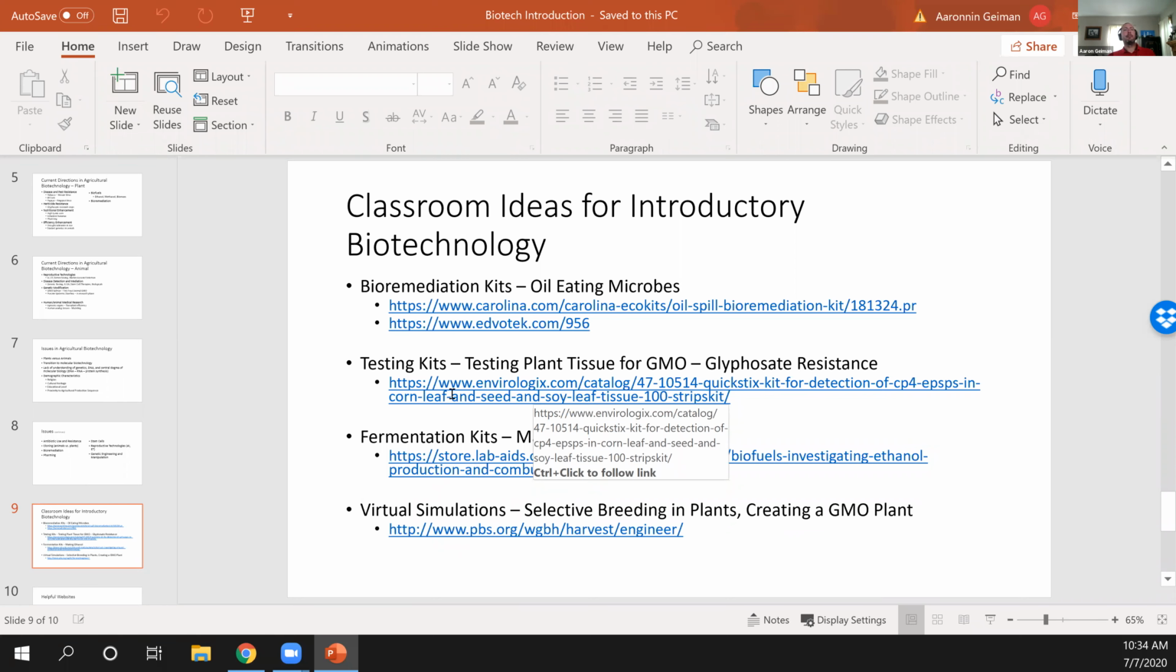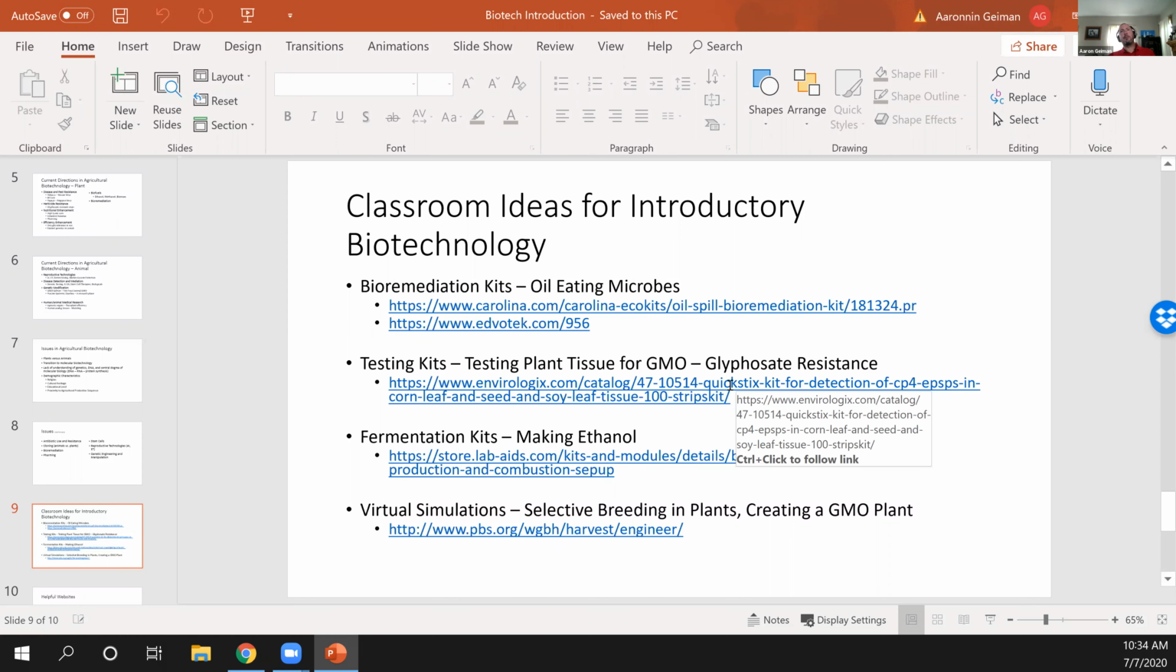This kit tells me if it's modified for glyphosate resistance or not using bottled water and a small lateral flow test strip. It works pretty much like a pregnancy test. You crunch up the corn tissue, mix it with water, let it solubilize for a couple of minutes, and then you put the quick stick in, and in 5 minutes or less, it's going to tell you whether it's modified or not. This kit is a little more expensive. It's got like 50 or 100 test strips in it, so it's something you might group the kids with, but it can be used to show them how we can test for GMOs.